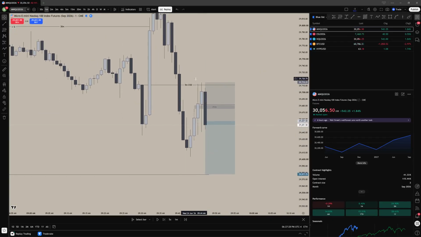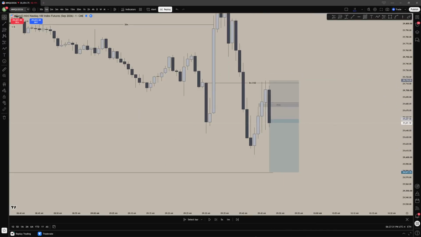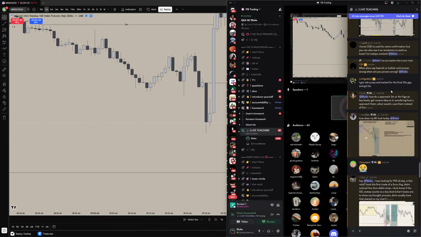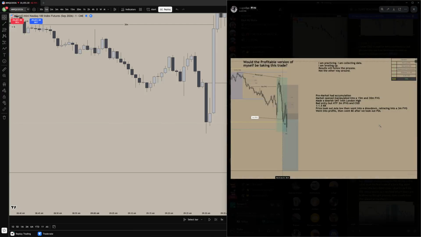Yeah, and also just the amount of displacement. Those are the things I'm looking for, the displacement off that, the reaction we get. How does my break even look today?